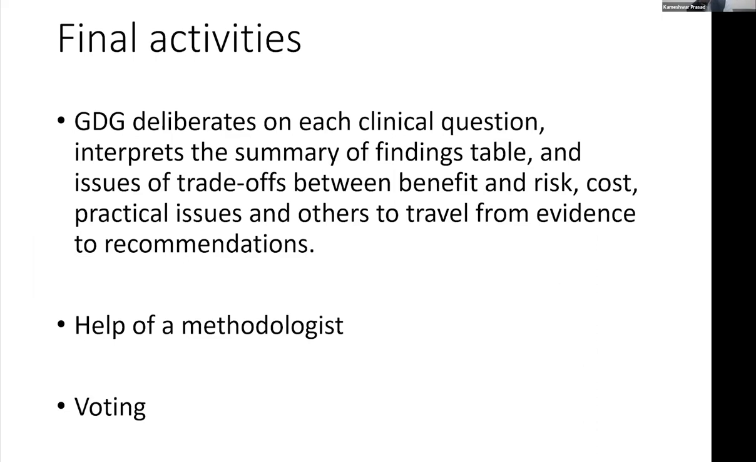So in the final stage, the guideline development group deliberates on each clinical question. It interprets the summary of findings table provided by the systematic review, and then it takes into account trade-offs between benefit and risk, many practical issues like feasibility, acceptability, and cost, all of this to travel from evidence to recommendation. And as I said, the help of a methodologist is very important. And sometimes if there is no consensus, you may have to resort to voting. But very often, certainly in our case, the decisions were unanimous. We were perhaps lucky.